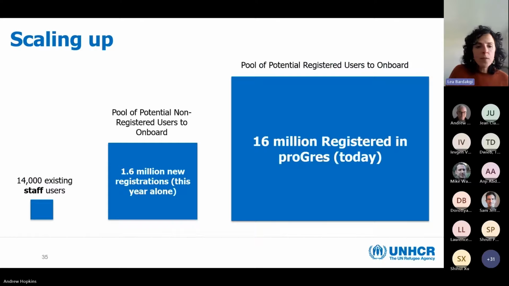And lastly, just to say that there is a huge potential for self-service use. Right now, we know that there's 1.6 million new registrations this year alone, and there's already 16 million registered in progress today. So the potential of many of these users to be onboarded on self-service and having access to digital services will really be very transformational in the way we interact with refugees and displaced persons.